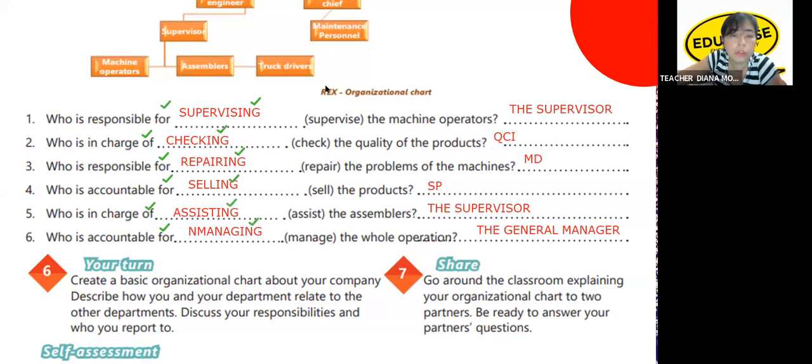Because we won't use the verb as the original: supervise, check, prepare, sell, assist, manage. No, we won't use it like that. We need to add ing because we have prepositions before the verb. That's the main point that we have to remember.